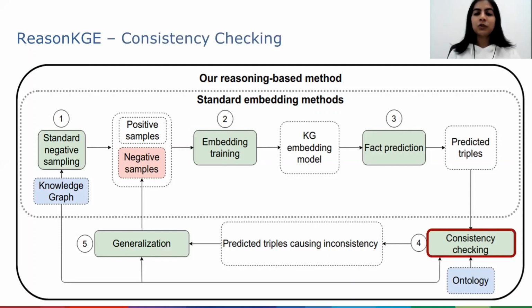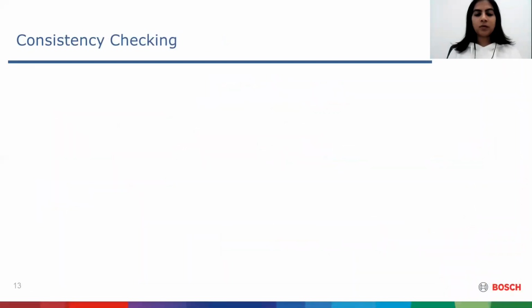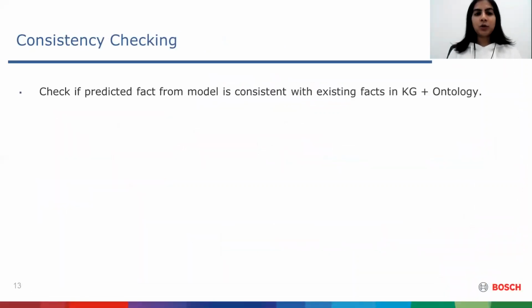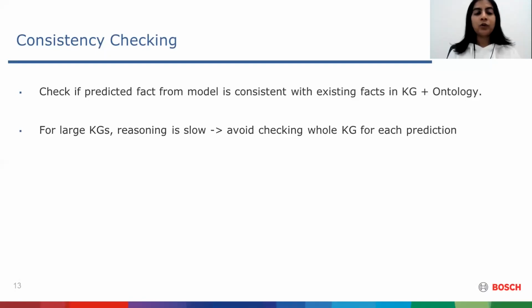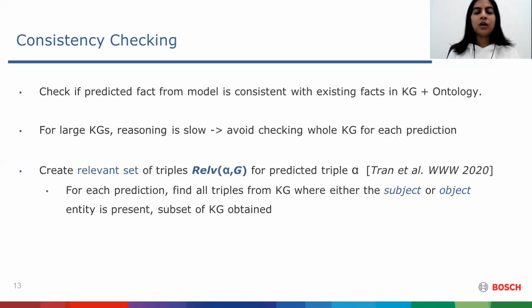Let us consider one of the novel features of this approach, which is the consistency checking module. In the consistency checking module, we want to find out whether the predicted triple from the model is consistent with the existing facts in the knowledge graph and the ontology. However, for large knowledge graphs, this reasoning process can be quite slow, and therefore we want to avoid checking the whole knowledge graph for each individual prediction. For this, we leverage existing work and create a relevant set of triples for each predicted triple.